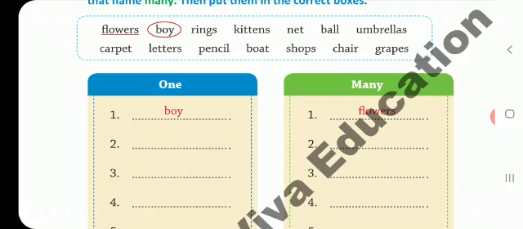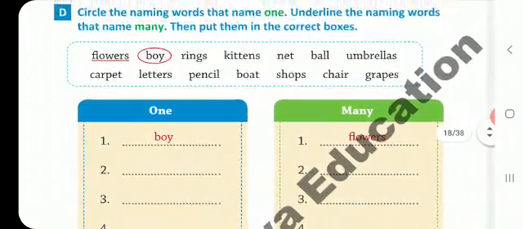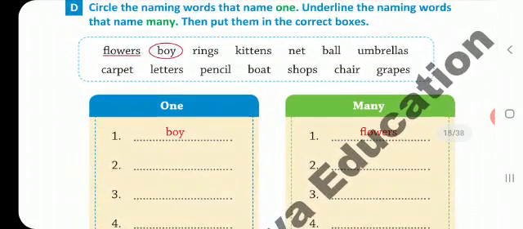Boy is single. You have to circle the singular words, that is single, one. Boy is single, it will come in the blue box. Rings, R-I-N-G-S. What is it? Yes, it's plural. So it will fall in the green box. Kittens, again that is plural. It will fall in the green box and you have to underline it. K-I-T-T-E-N-S. S is added over there at the end. So it is more than one.